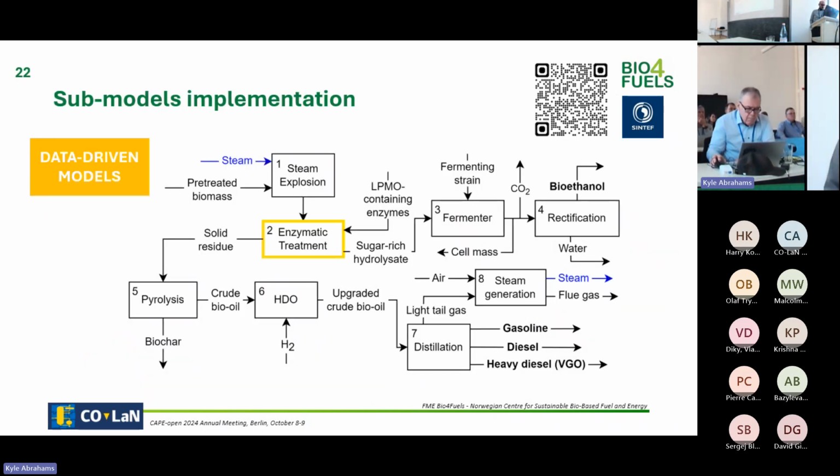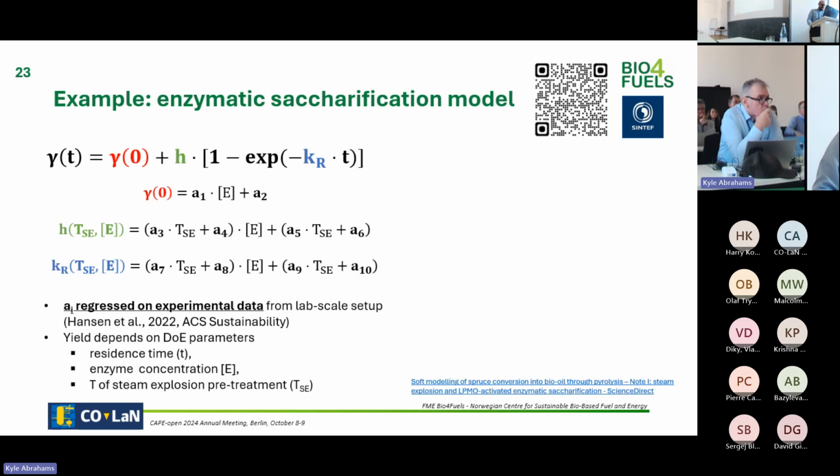Data-driven, for the enzymatic saccharification, the system is quite complex, and also the LPMO is an activated enzyme to handle the enzymatic saccharification, but there is not so much data in the literature. So we used the data that Aniko got on the lab scale, and essentially we define the yield of the process based on 3 different parameters, which are the initial yield, H, which is a step function, and the pseudo-kinetic constant of the system.